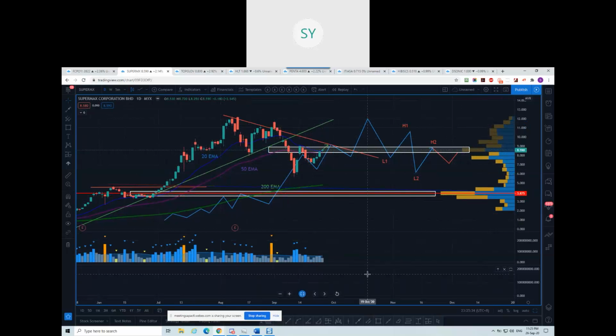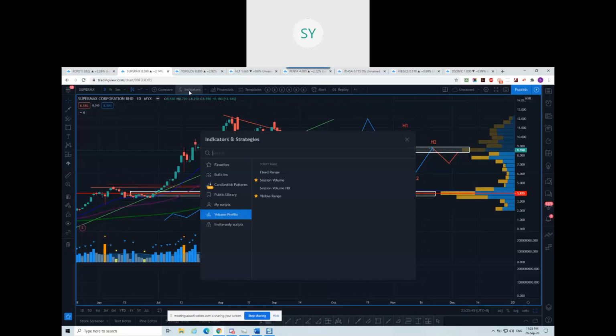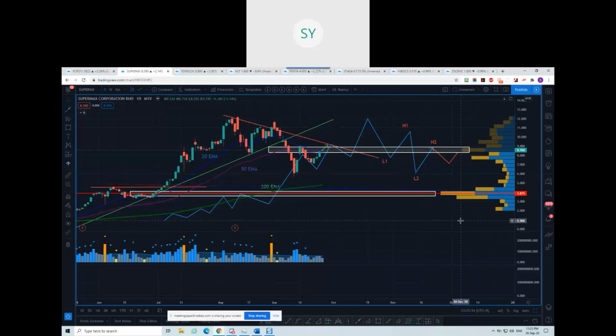I don't know, maybe it's a free tool. I think it's a free tool. You can register a free account with TradingView and try to see. Go to the indicator, then go to volume profile, look for visible range and click it. Then you will have this range. You can try to do it yourself.